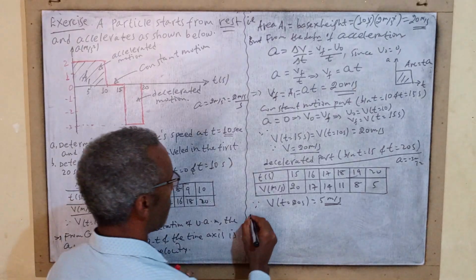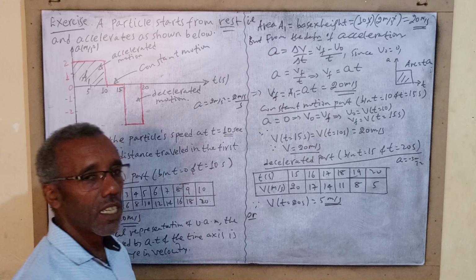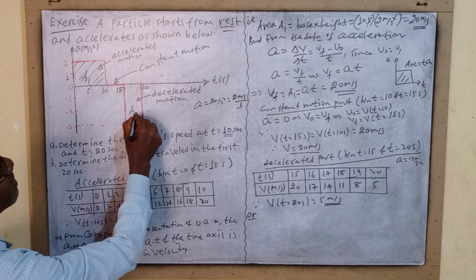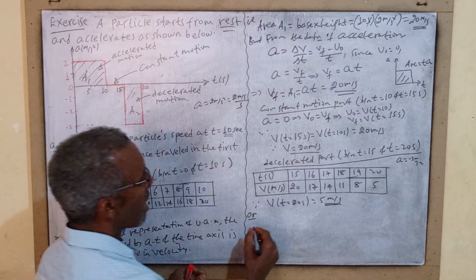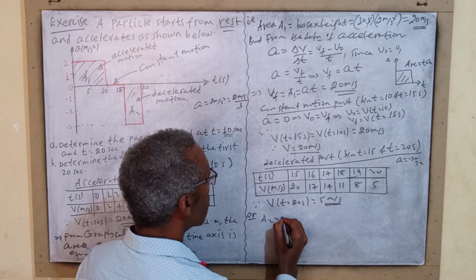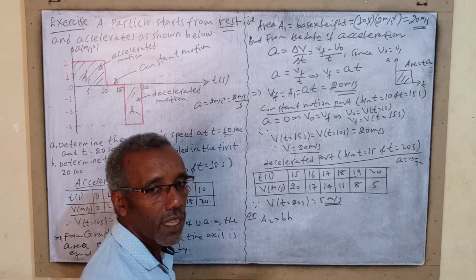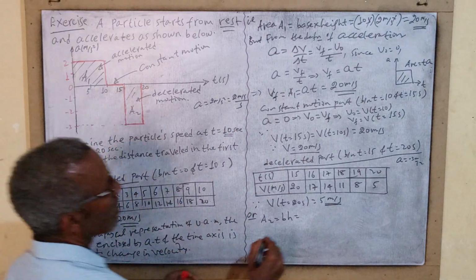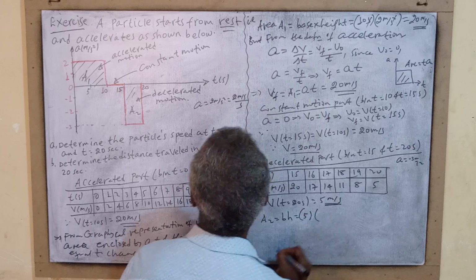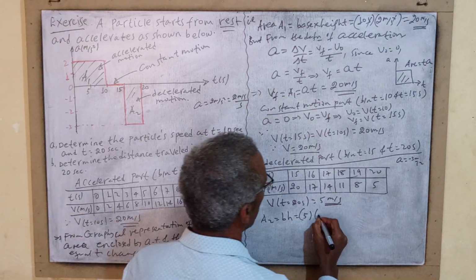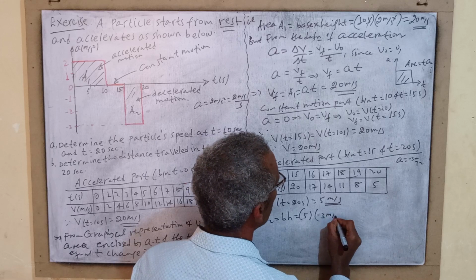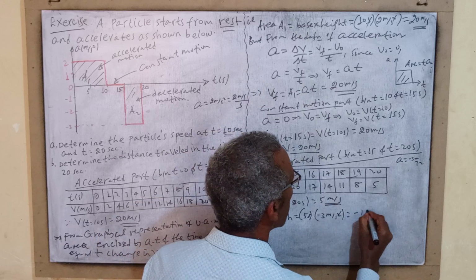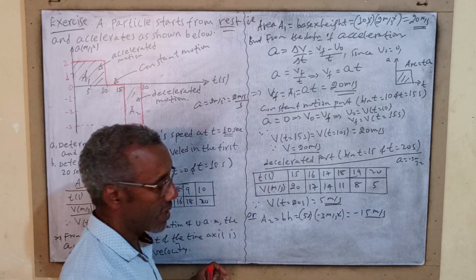On the other hand, from the area under this curve, let's calculate area A2. Area A2 is equal to base times height. Our base is 5 and our height is minus 3 meters per second squared. One second cancels with one second. This is equal to minus 15 meters per second.